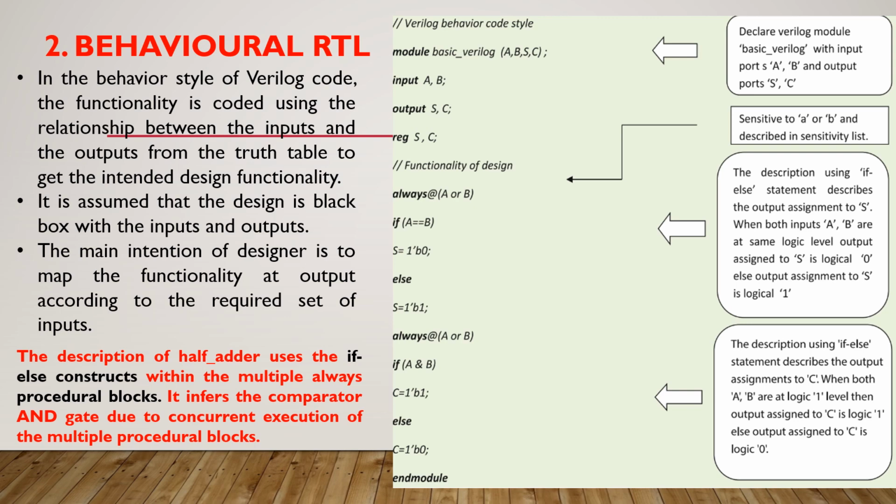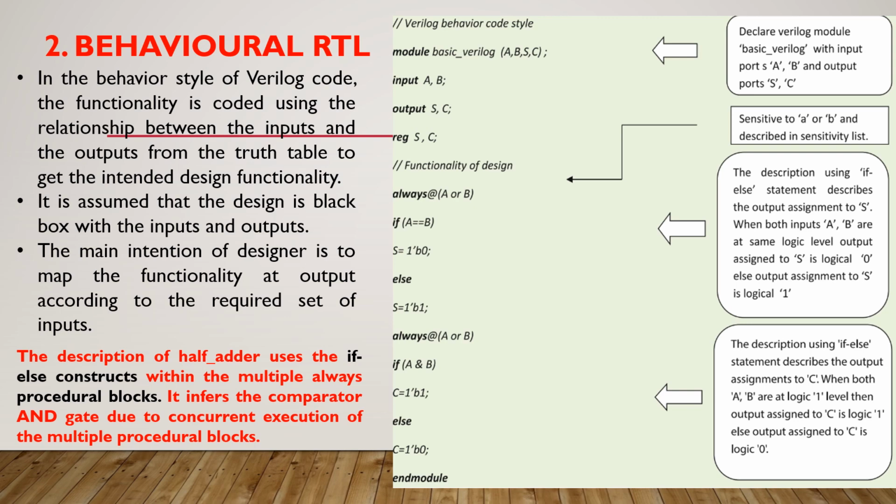Here you can see the Verilog program. It also starts with the module. The name of the module here is basic_Verilog, or else you can give half_adder also. Then the port list A, B, S, C. Then you have to declare what are all the input ports and output ports. Here it is behavioral level. Always you have to declare the output as reg.